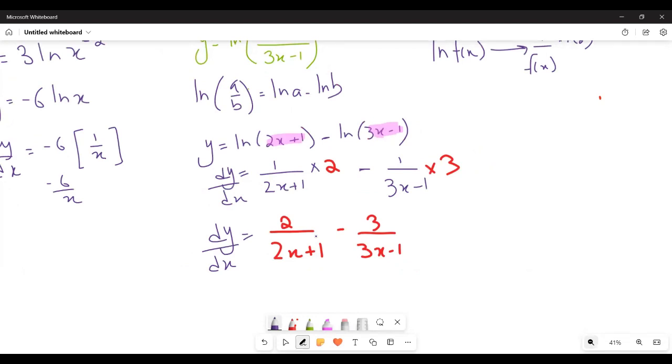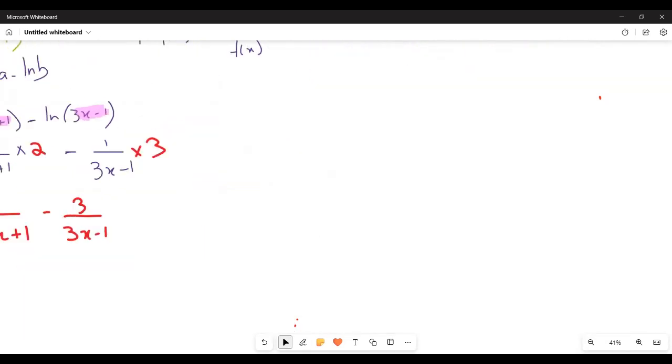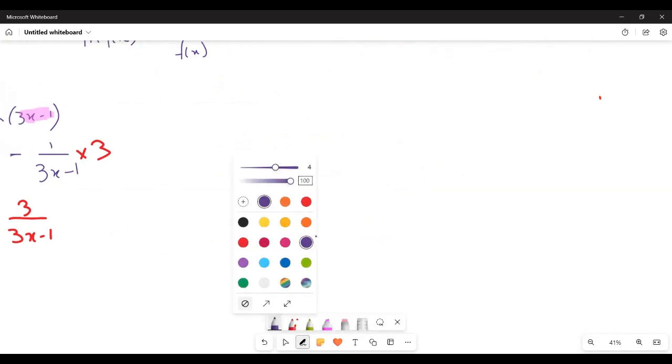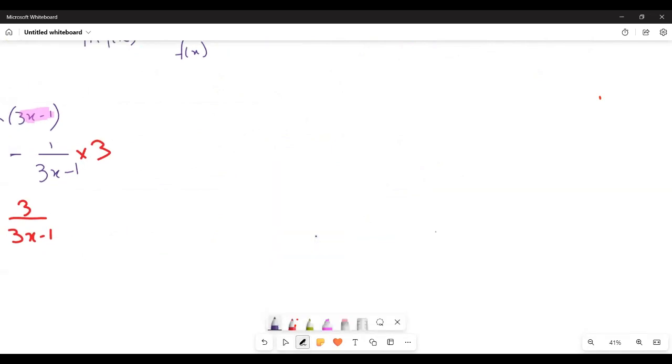Again, just like yesterday, there would be seldom a case when you'll just be asked to differentiate ln fx. Instead, you'll be asked to find the equation of the tangent, equation of the normal, stationary point, or determine the nature of the stationary point. So now let's take a look at questions like that. Find the equation of the tangent to the curve.